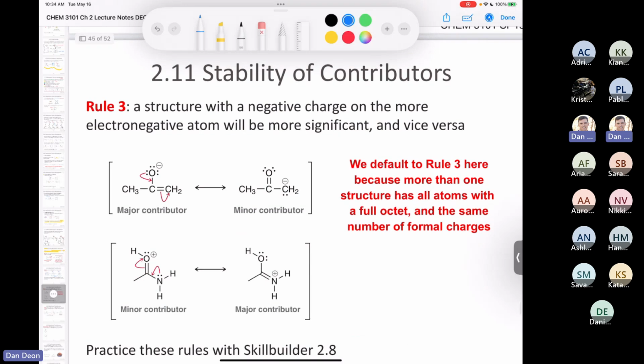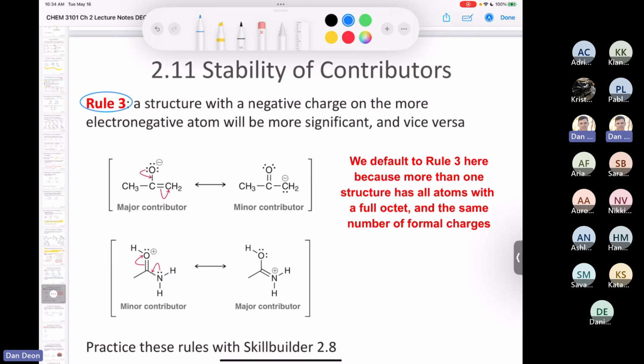Rule number three says a structure with a negative charge on the more electronegative atom is going to be more significant. Well, that only works when you have everything with a complete octet. So if you look at these two structures here, in both of them, everything has a complete octet. So which one's going to contribute the most? The one where the negative charge is on the more electronegative atom. And the same thing applies for the example below it. Everything has a complete octet, and so this one is going to contribute more because the positive charge is on the less electronegative element. So that's the next rule.